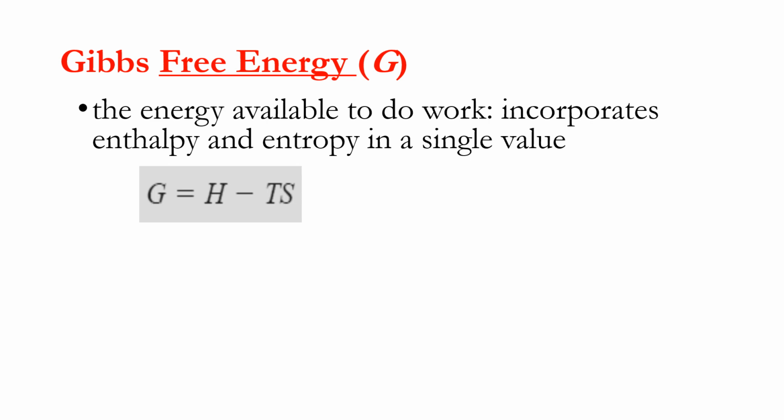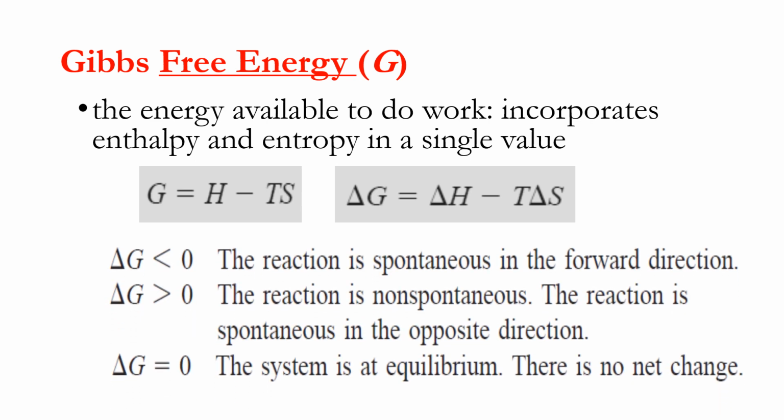minus the product of the temperature and entropy of the system, or the change in free energy is equal to the difference between the change in enthalpy and the product of temperature and change in entropy of the system. To determine whether a reaction is spontaneous in the forward direction, the change in free energy must be less than zero or any negative value.